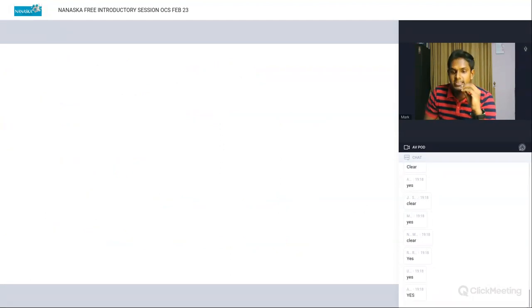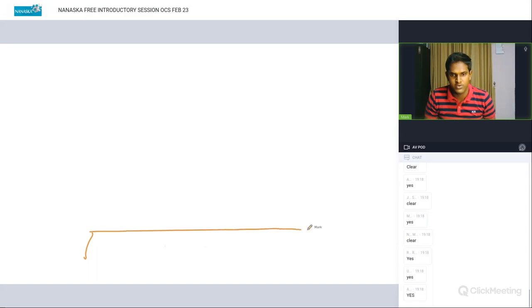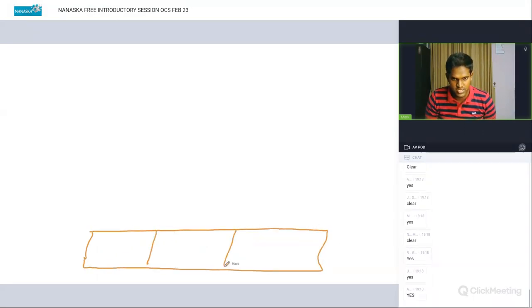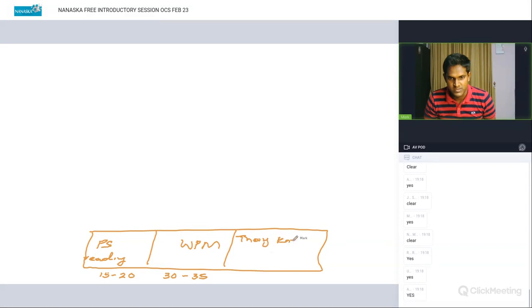To sum it up, this is where your base has to be strong. I'll divide this into 3. Your pre-scene reading. What was the minimum standard I gave you? 15 to 20 times before the exam. Then your WPM, a minimum of 30 to 35. Then your theory knowledge, which is E1, F1, and P1.